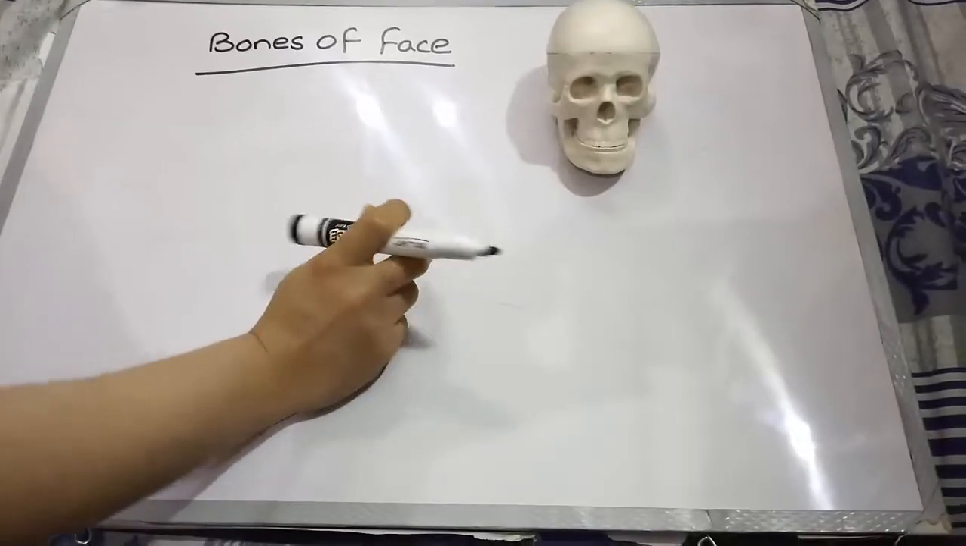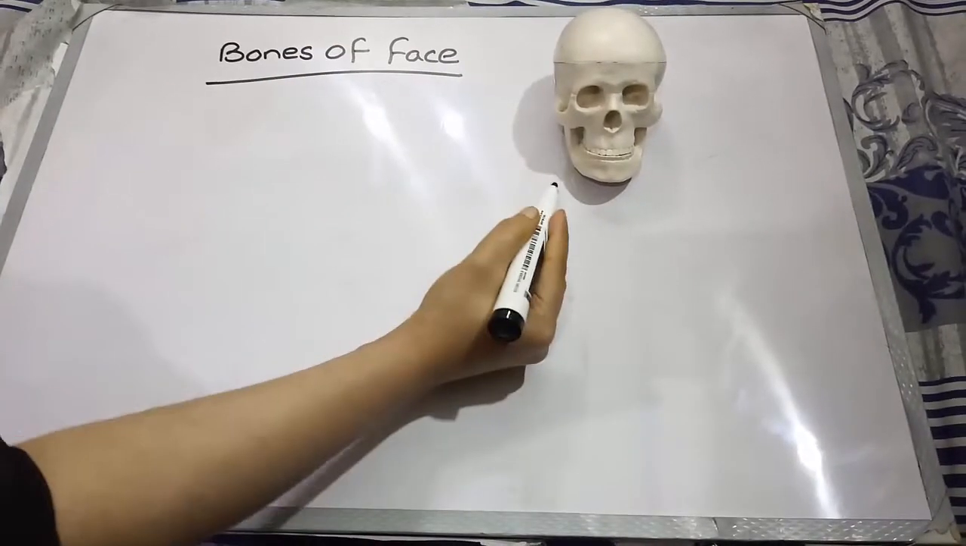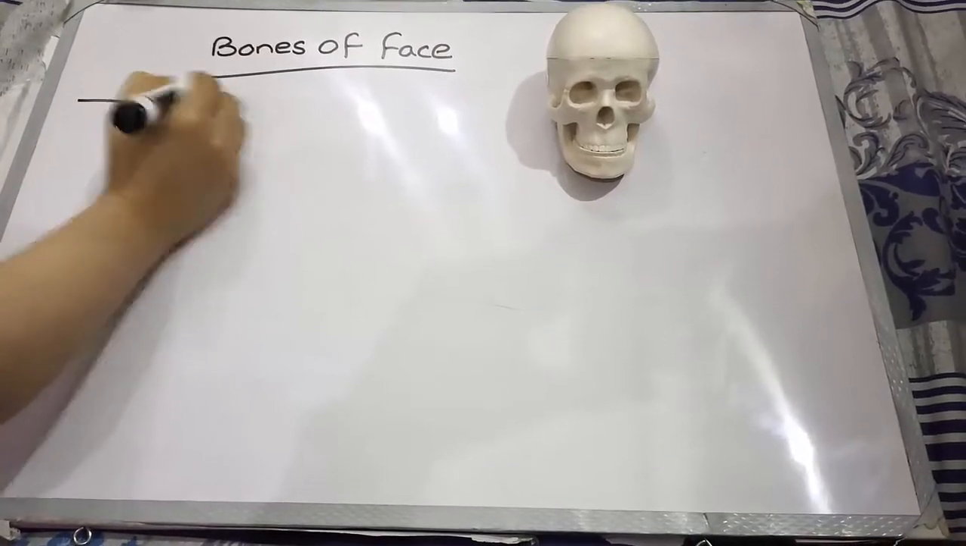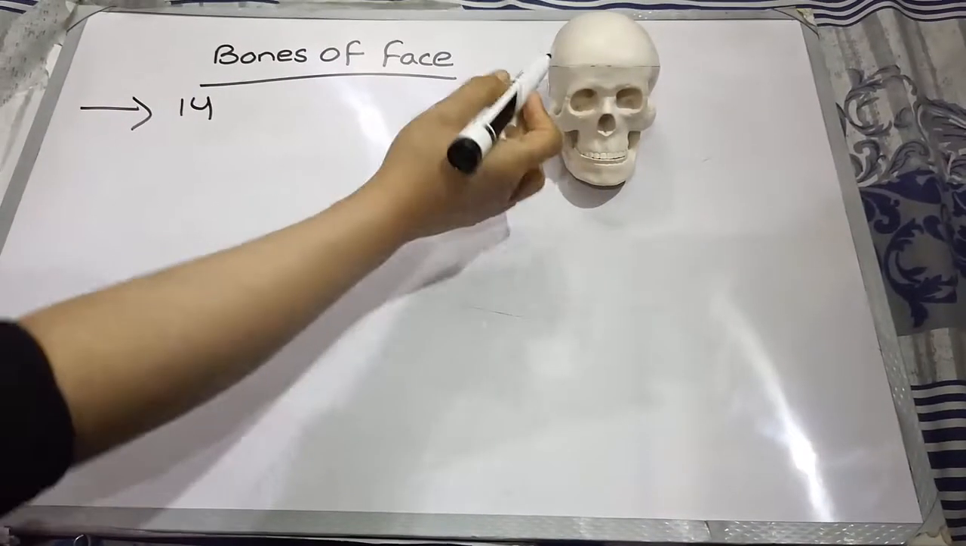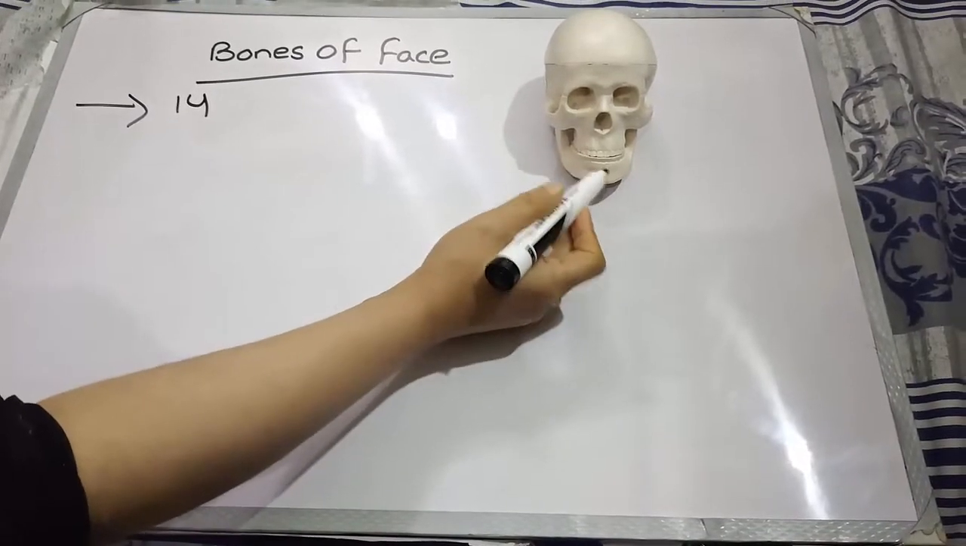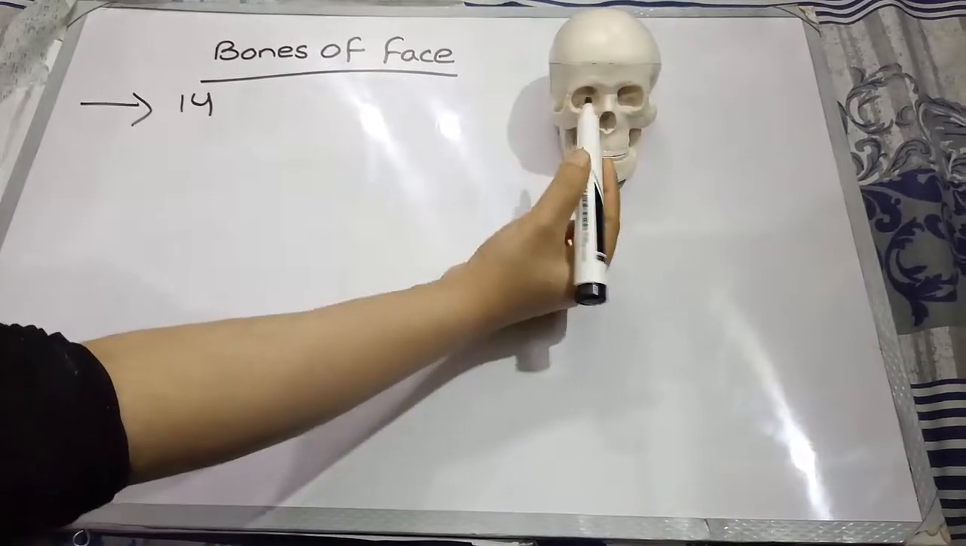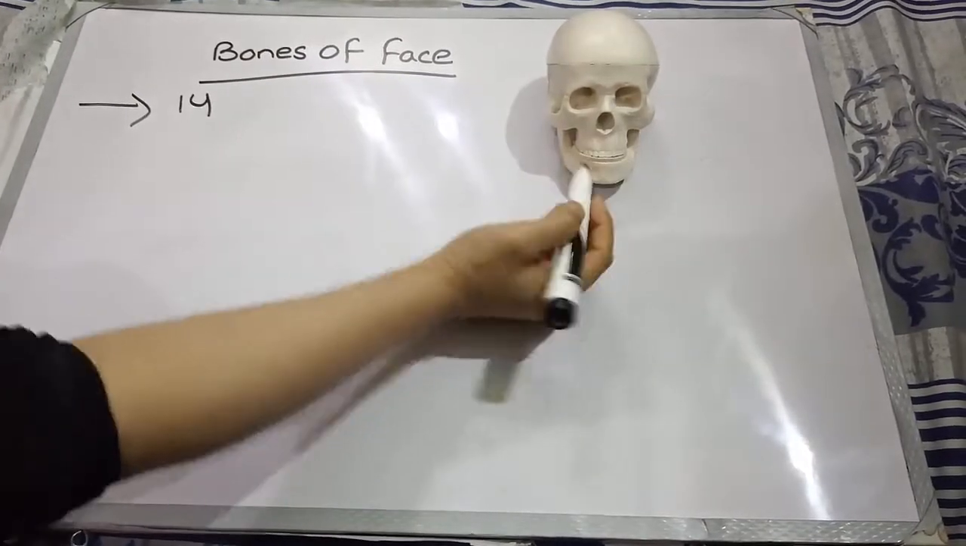So in this video we will discuss the bones of the face. There are 14 facial bones. All the bones are joined by immovable joints except the mandible, which has the ability to move. We will discuss the different bones in our face.